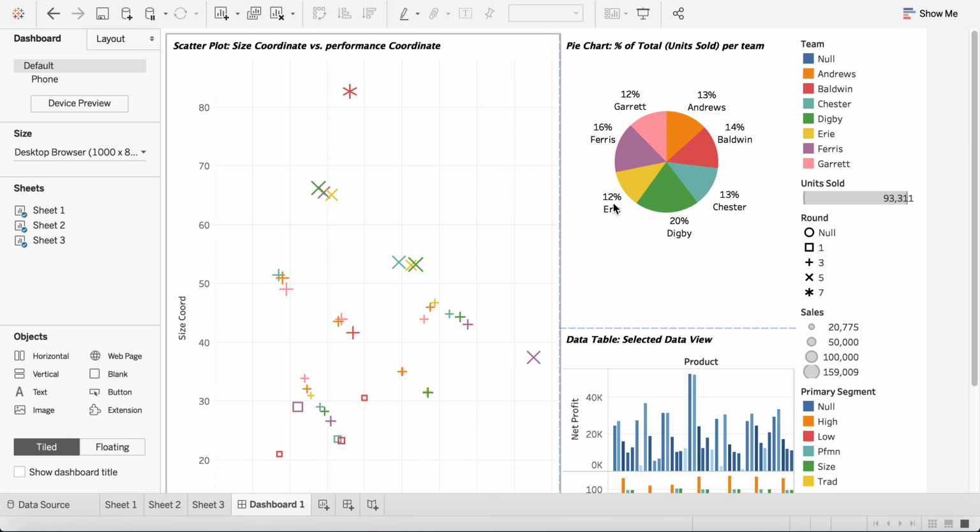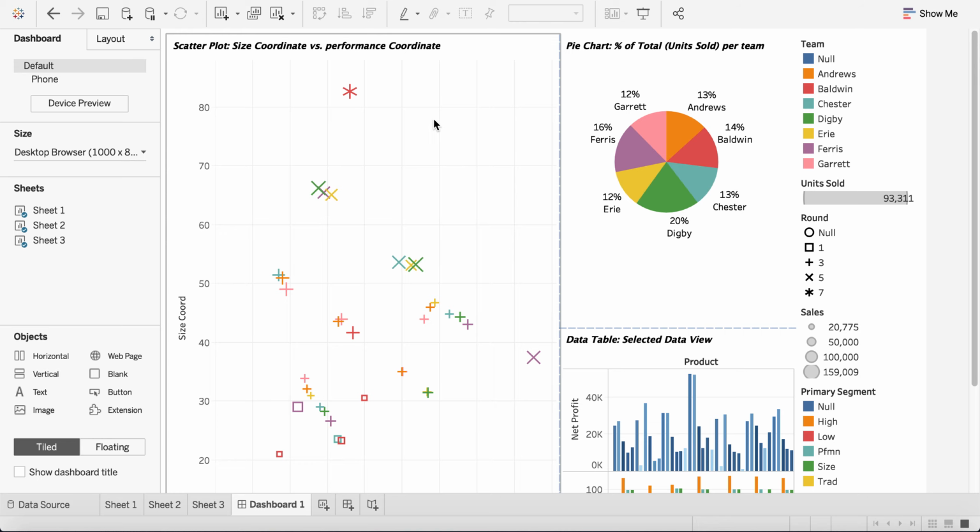On this Tableau assignment, on the right-hand side, you will find a pie chart of the percentages of total units sold per team. As you can see, each of the different companies is listed and associated with a color. The key can be found on the right side. For example, my team had a 16% market share, meaning that 16% of the total sales were sold by Ferris. It is clear that Digby had 20%, meaning they sold the most units out of all the companies.